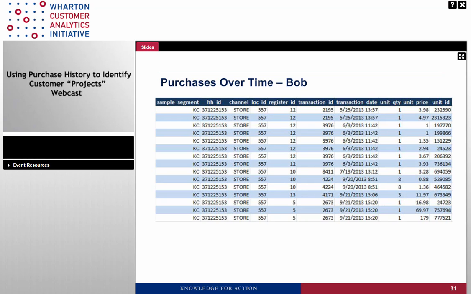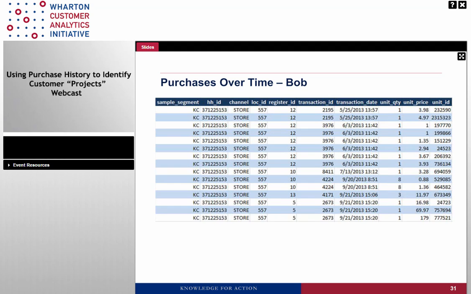So we'll see that on May 25th, the first two rows, he purchased two things for, it looks like, about $9. Then he went away for about a week, came back on June 3rd, where he purchased a bunch of other things that were for a smaller amount. And then he came back almost 6 weeks later, on July 13th, and bought a single thing for $3.28. Then on 9/20 he came back and purchased some more, and 9/21. So that just gives you a sense of the sample of what Bob's purchases look like.